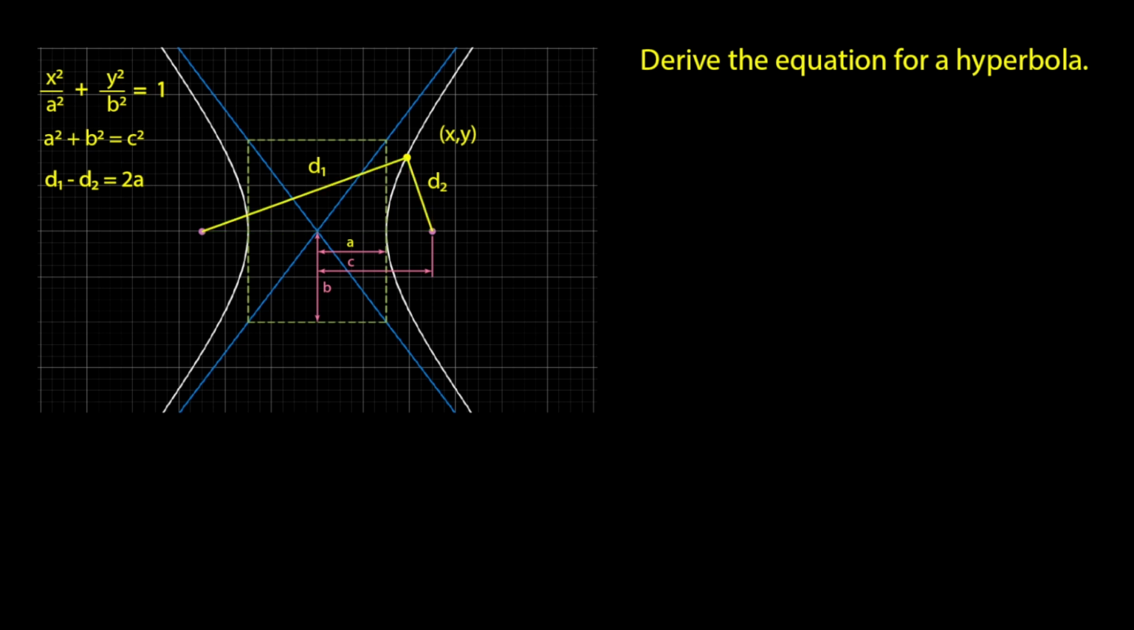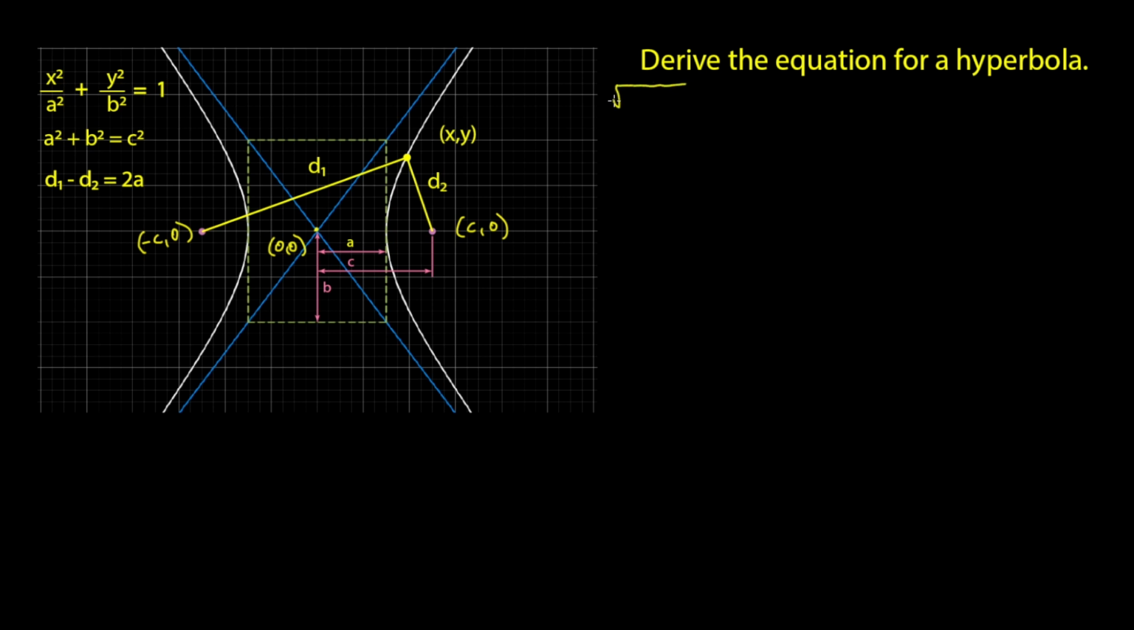Before starting the derivation, let us define these points. Negative C comma 0, positive C comma 0. In the middle we have 0, 0. Don't really need that, just defining that the hyperbola we're doing here is centered at 0, 0, and this point is x, y. So we will use the distance formula like we did for ellipses.